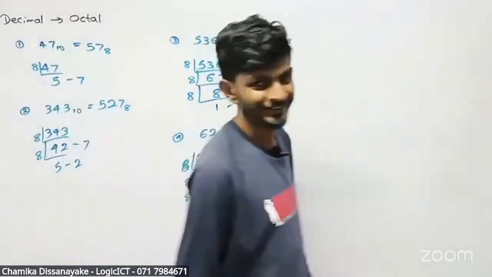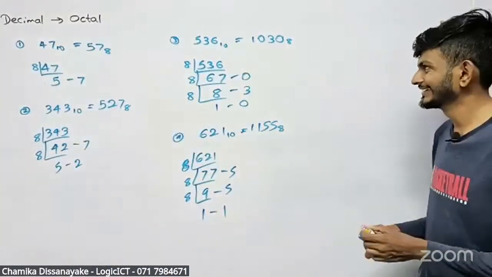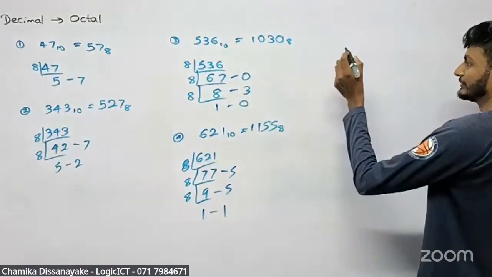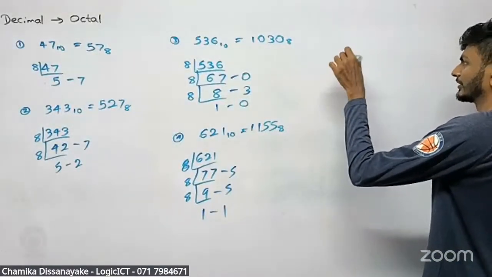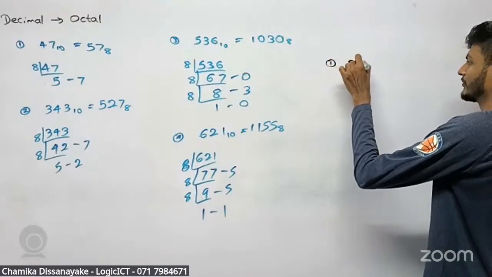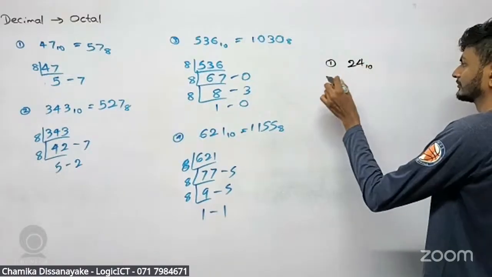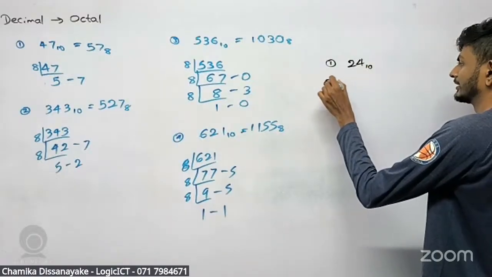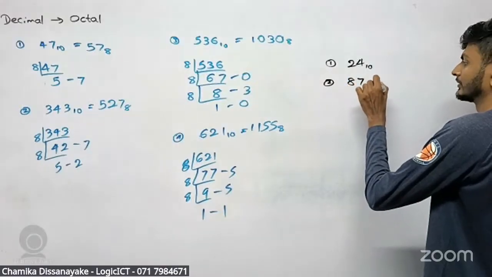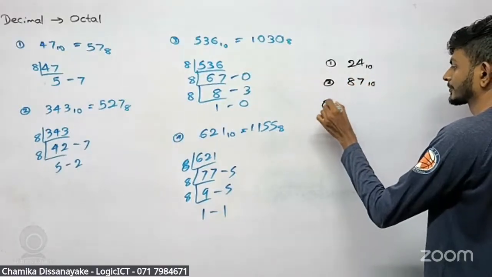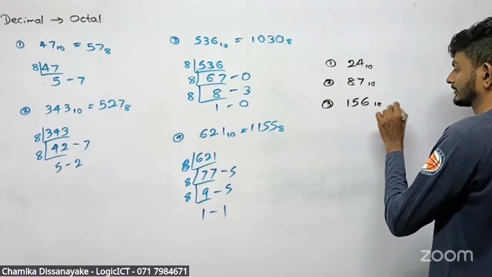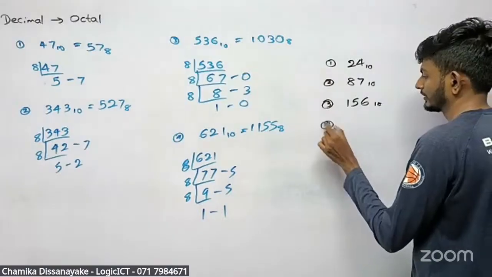I will give you several homeworks. The first one, let's start from an easy one. Okay. Those are the homeworks. Okay, write down. 24 and 87, 156, 4. I will give you 5 numbers.